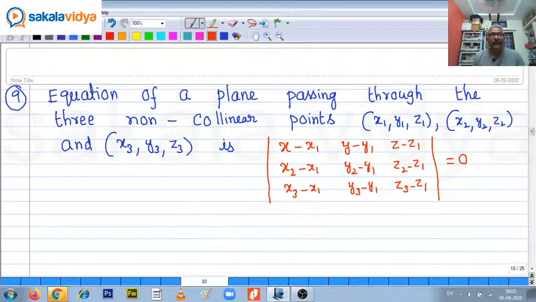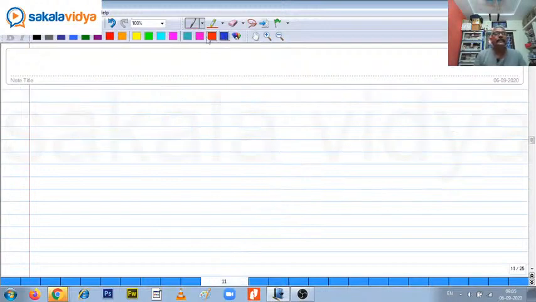Next, a very important concept that all of you need to remember. Can a plane make intercepts on the respective x-axis, y-axis and z-axis?